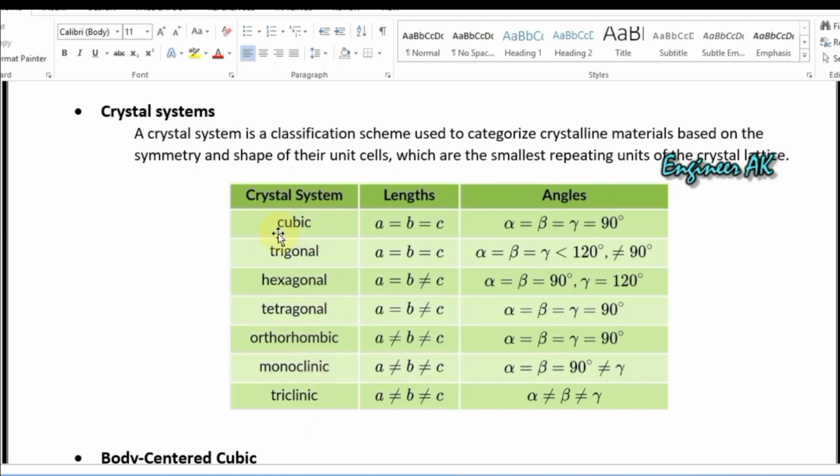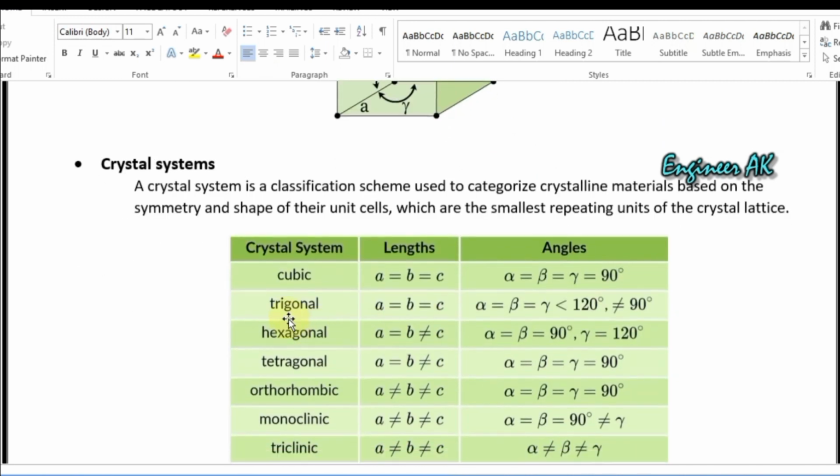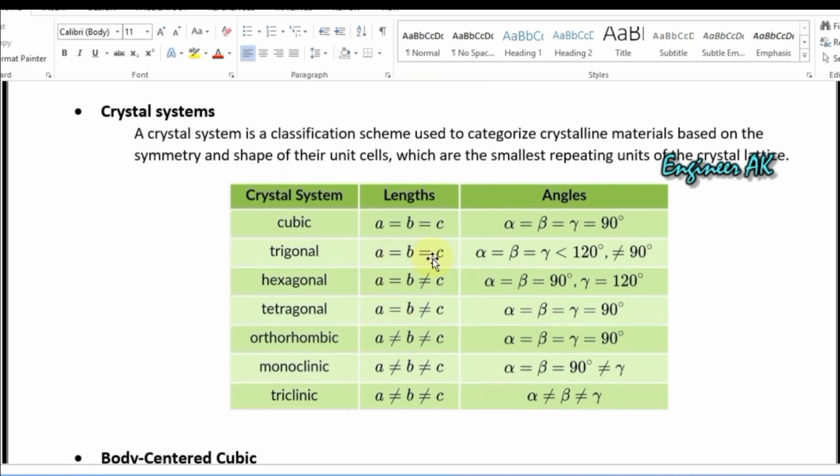Seven crystal systems. If you see the first cube, these are the lengths, meaning these are the edges, and these are the angles. In a cube we know that A, B and C will be equal, and alpha, beta and gamma will be 90 degrees, right? In this structure all these lines are equal and these angles are equal to 90 degrees each, right? In trigonal all sides will be equal. The alpha, beta and gamma will be less than 120 degrees and will not be equal to 90 degrees.